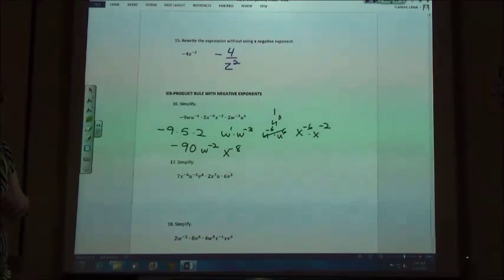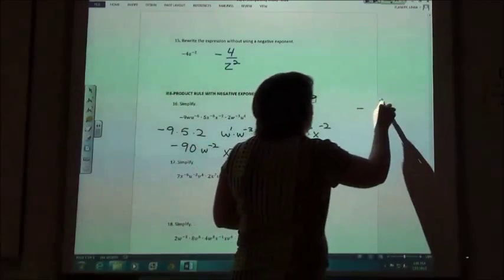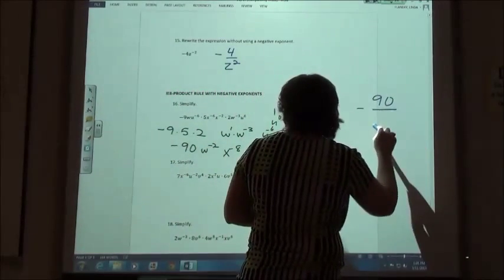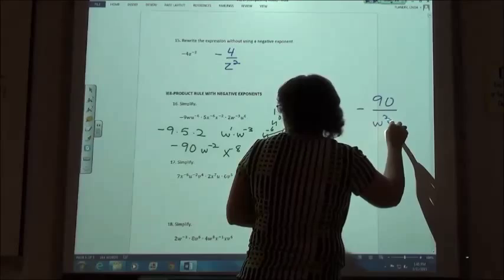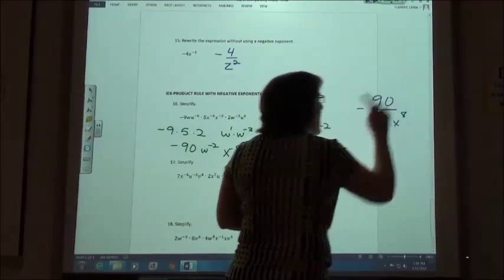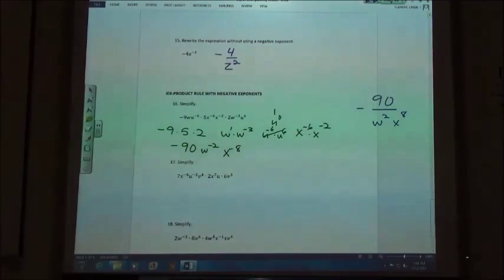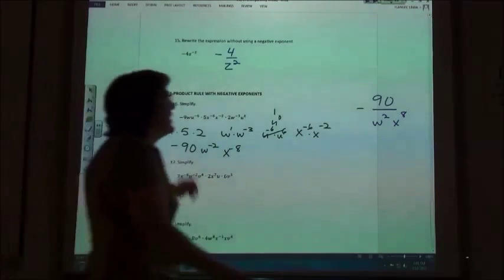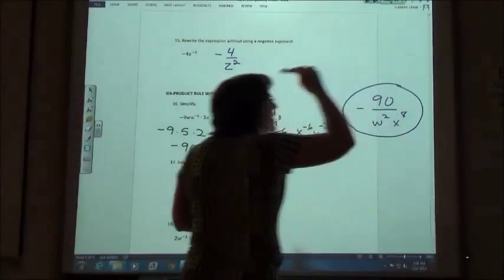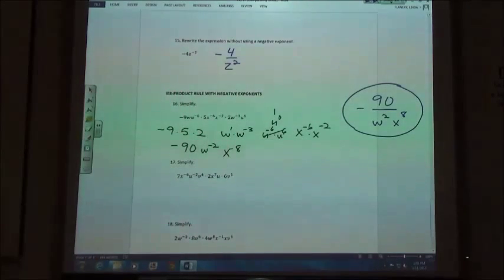Negative 90 over w to the second and x to the 8th. Because when I move them down to the bottom, it's going to make those exponents positive instead of negative. And again, they'll put the negative in front of the fraction instead of on top. It's just a picky thing. But that's how my answer would then end up looking.